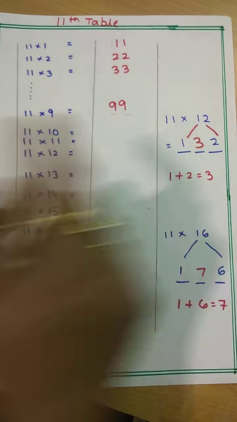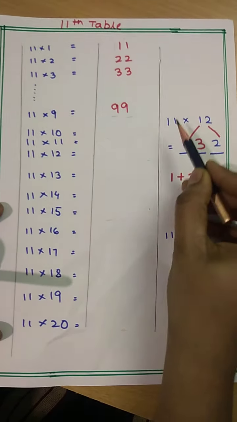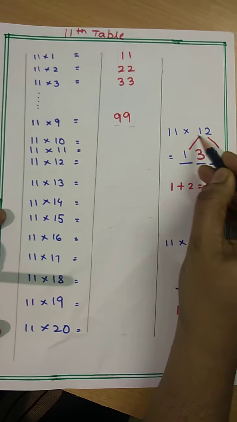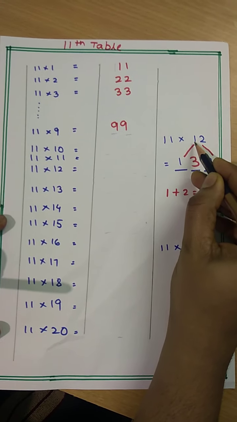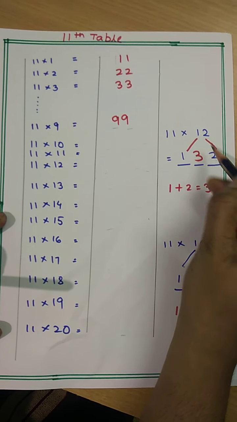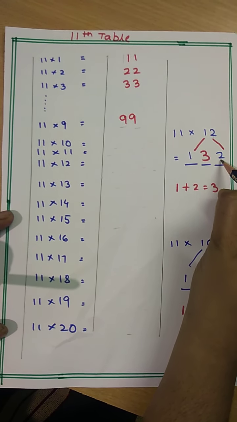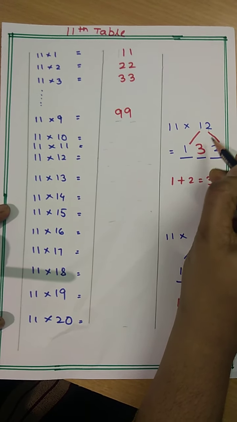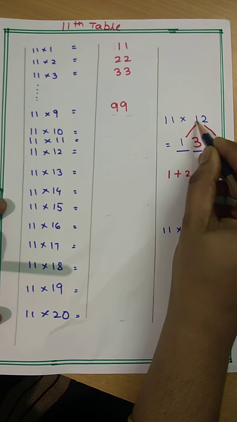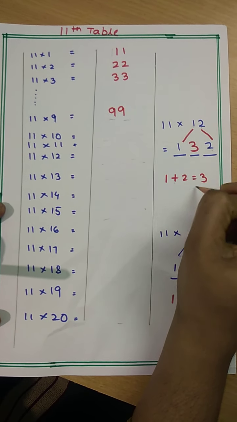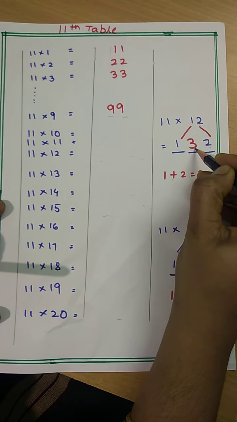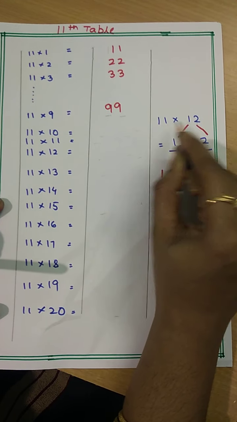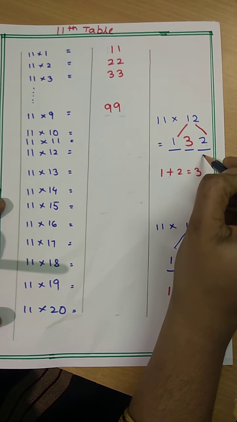Suppose I have taken here 11 12s. 11 12s means 11 into 12. Here in the ones place you need to write the 2. In the hundreds place you need to write the 1. After that add these two numbers, 1 plus 2. 1 plus 2 is 3. So write 3 in between. So 11 into 12 is equal to 132.